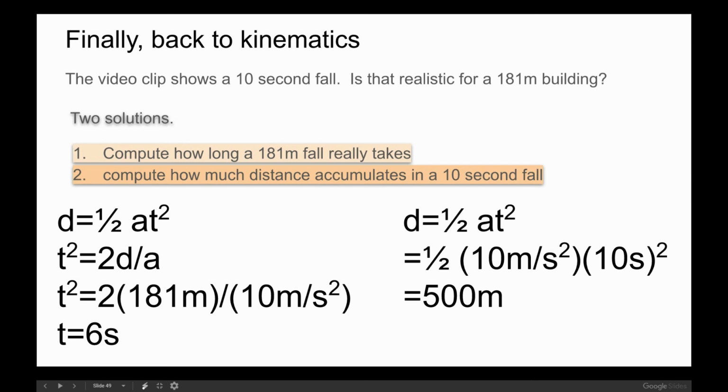Why is that? Why do most people expect doubling time doubles the distance of the fall when it will not be that simple? Because you're accelerating. If you fall for 6 seconds, your speed will be 6 times the acceleration due to gravity, 60. If you fall for 10 seconds, your speed will now be 100.